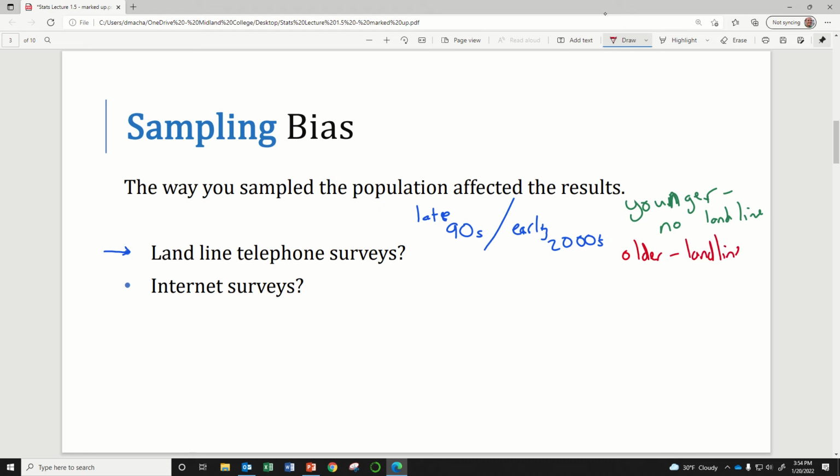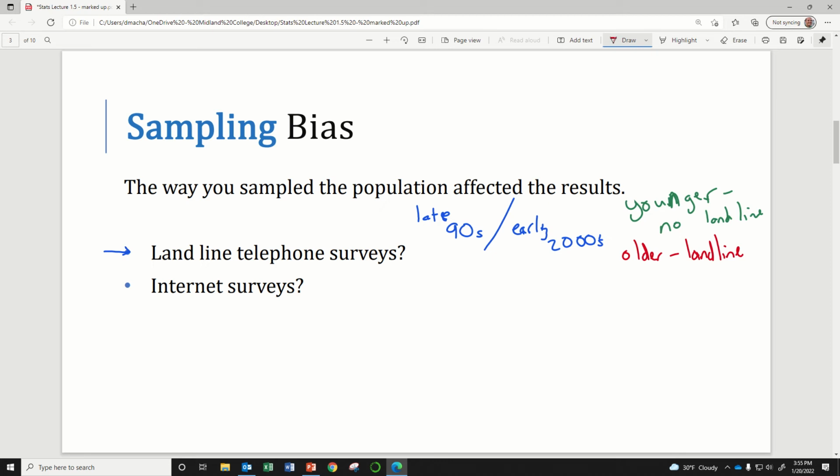And so these opinion polls, whenever they were conducted by contacting people at random by selecting random phone numbers from the telephone book, tended to get a lot more older respondents than younger respondents. And as you know, there's generational differences in opinion about various things: politics, economics, religion, and so forth. So if you performed a landline telephone survey in the late 90s or early 2000s, it would almost definitely be affected by sampling bias, where the resulting statistic of the survey would be skewed towards the older generation's opinion.